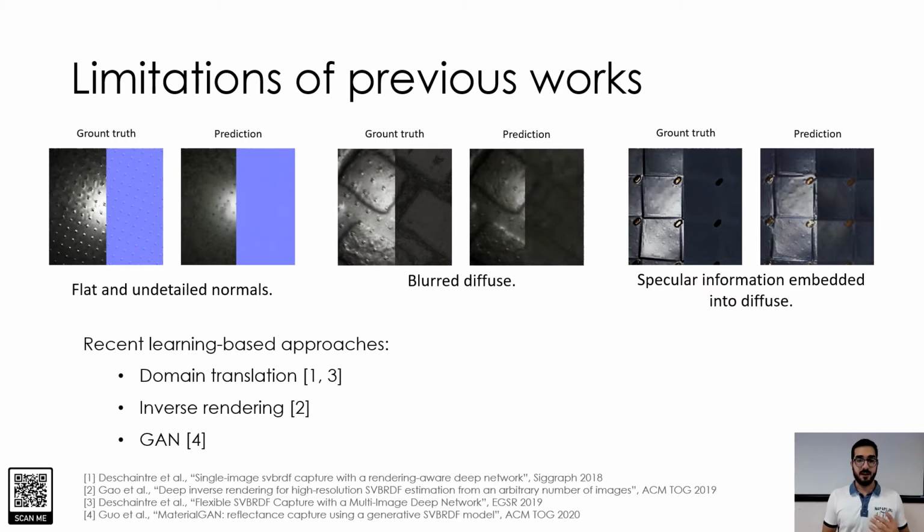All previous works have succeeded in estimating SVBRDF maps, but with some limitations. For example, with undetailed or flat normals, or with blurred maps like diffuse maps, or with specular information embedded into the diffuse map. Those methods can be grouped into three main categories: domain translation methods, inverse rendering methods, and GAN-based approaches. Our method tries to overcome the limitations of the previous methods.